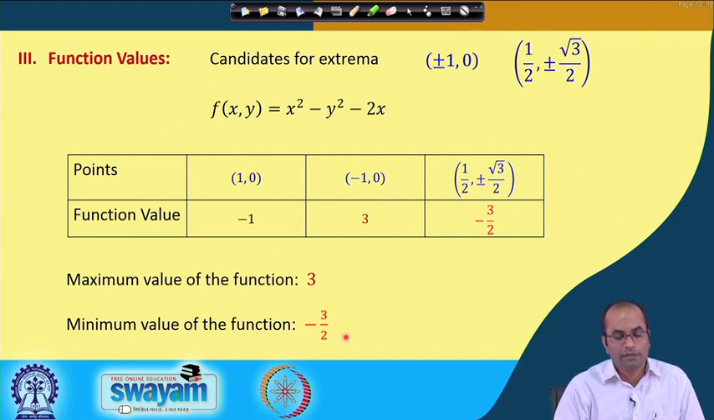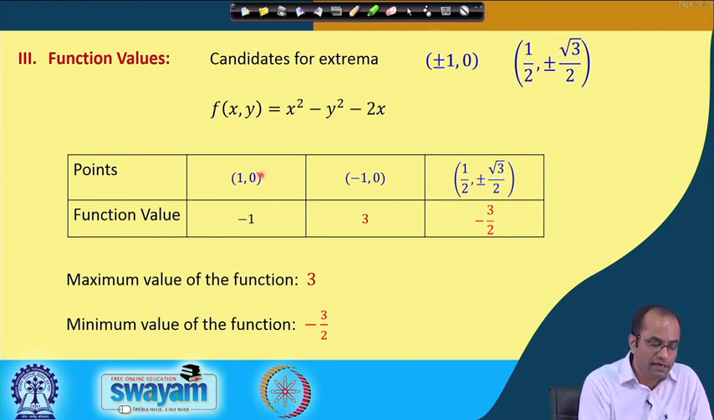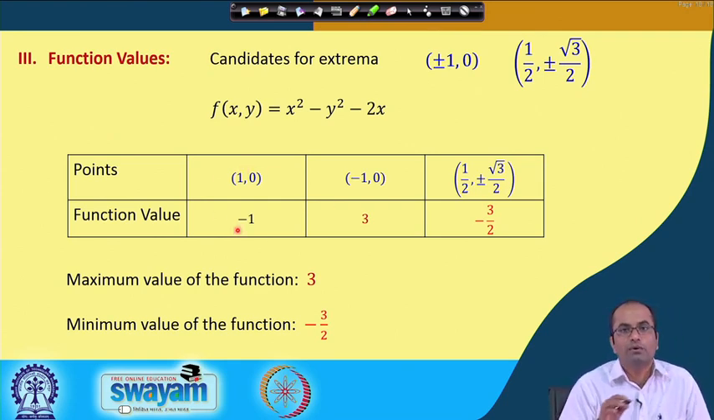So, in this problem again, to conclude, we have computed all the critical points of the problem and then we have evaluated the function value at all these critical points, and then we have selected, well, this 3 is the maximum value which is attained at minus 1 0, and minus 3 by 2 is the minimum value of the function which is attained at this point half plus minus 3 by 2.